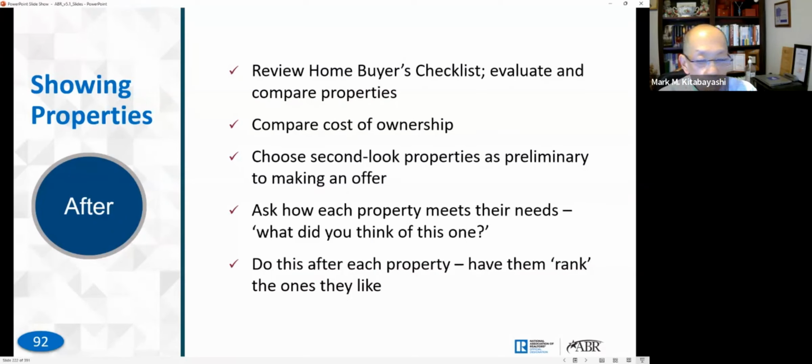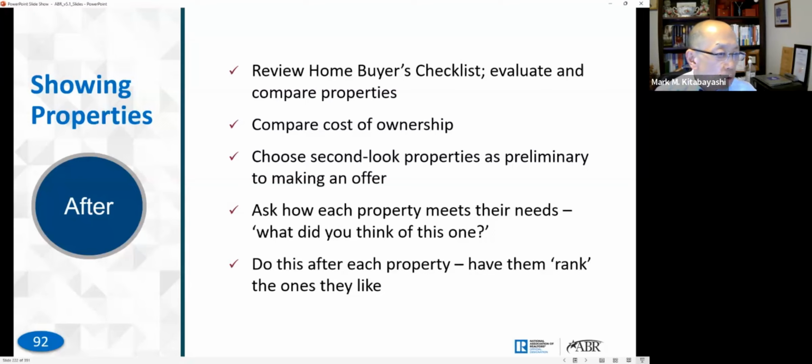And depending on the market, choose second look properties as a preliminary to making an offer. If your market is not quick, like in my area, you might want to arrange a second showing. So just go look at the house, because the first time you might look at 3-4 houses, right? And ask how each property meets their needs. What do you think of this one?